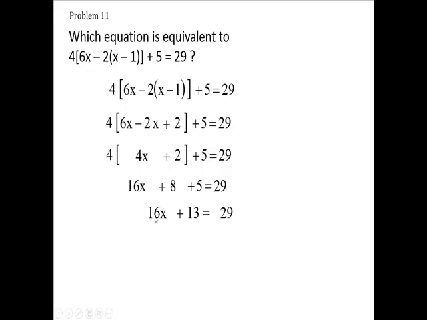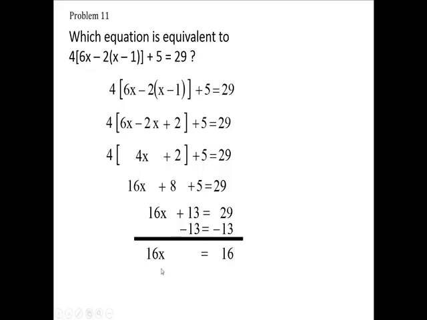So besides 16, what number is next to the x? Right next to it is the 13. We get rid of the 13, subtract 13 from both sides of the equation, subtract 13 from here and here. We're getting 16x equals 29 minus 13 is 16. Now, how many terms do we have? Count them. 1, 2. Two terms separated by an equal sign.